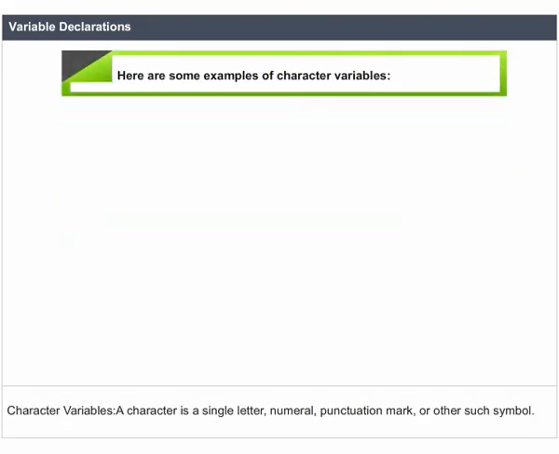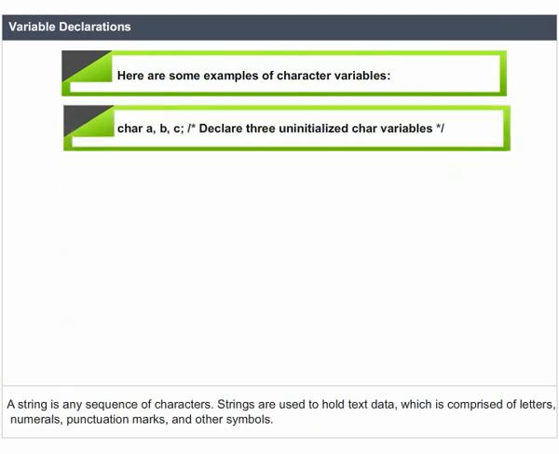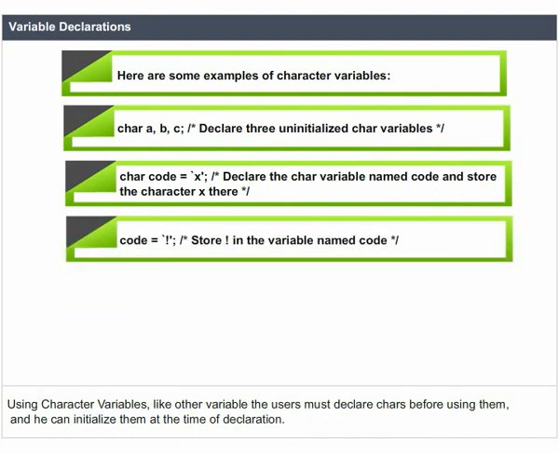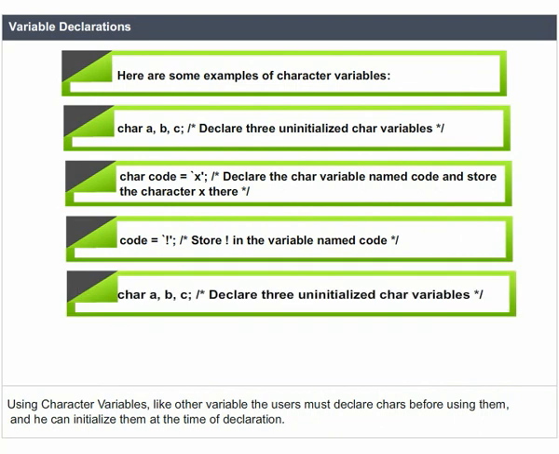Character variables. A character is a single letter, numeral, punctuation mark, or other such symbol. A string is any sequence of characters. Strings are used to hold text data, which is comprised of letters, numerals, punctuation marks, and other symbols. Like other variables, the users must declare chars before using them, and they can initialize them at the time of declaration.